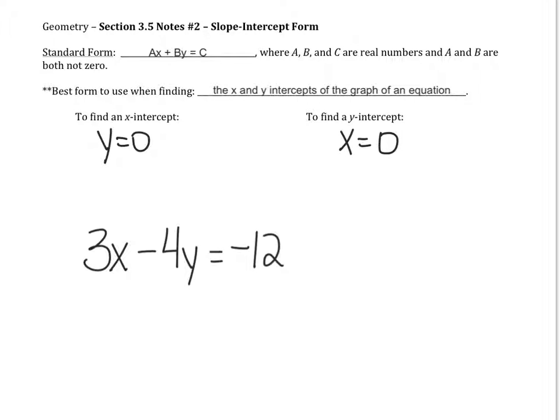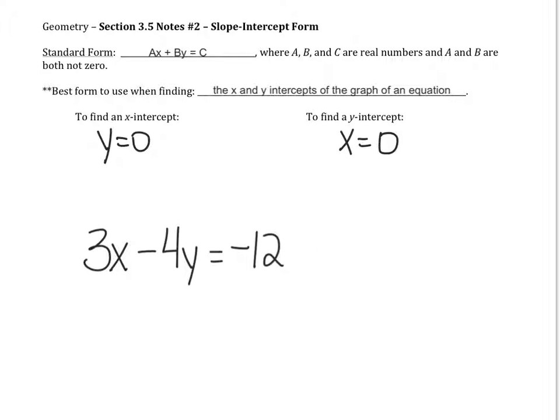So for example, if I was to substitute 0 in for y into this equation down here, that would take out this entire term, since negative 4 times 0 is 0. So I cover up this term and I'd be left with 3x equals negative 12. So all I'd have to do is take negative 12 divided by 3 to get the x-intercept.